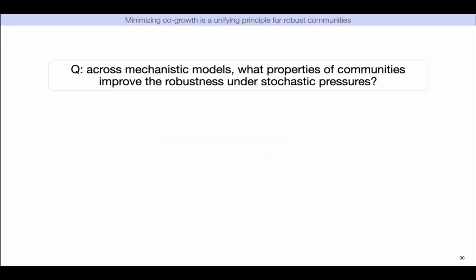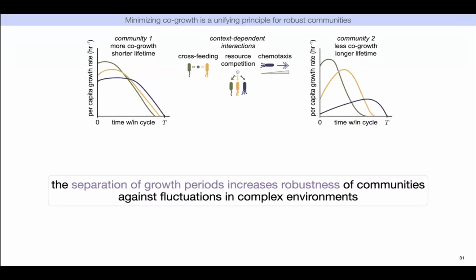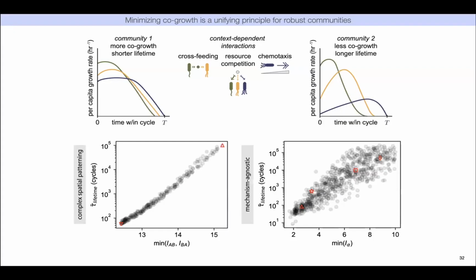So in summary, I started with this question of across mechanistic models, what properties of communities improve robustness under stochastic pressures? And I argued for you that through a variety of context-dependent interactions, you will end up structuring growth in time. And it's this structured growth in time, where growth will be separated, that improves the robustness. I showed this to you in 2 instances, one which was a specific 2-species mechanistic model in which we had complex spatial patterning to separate growth in time, and one which was a 5-species mechanism agnostic model.